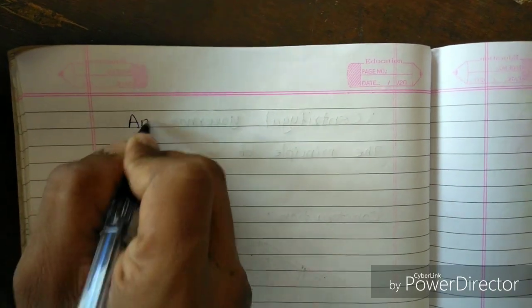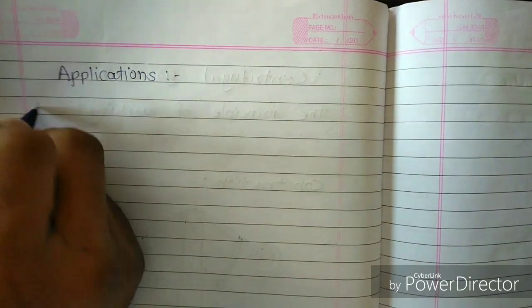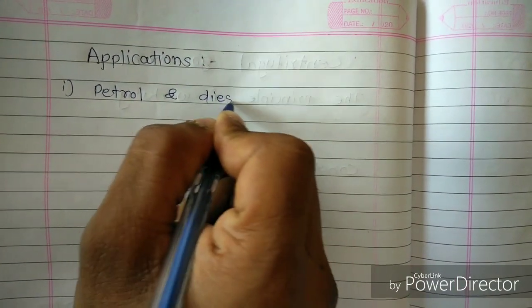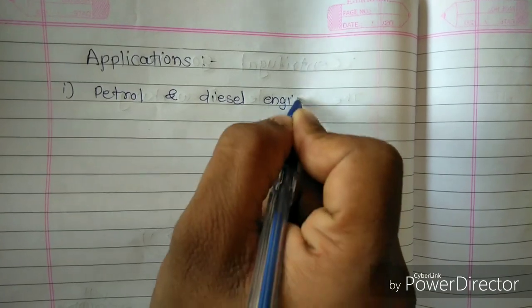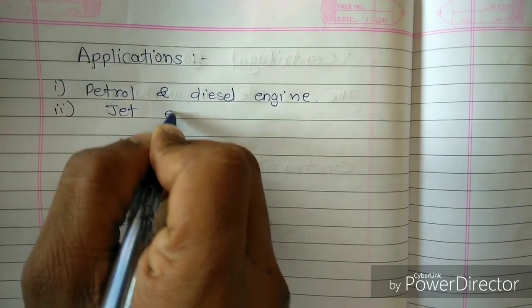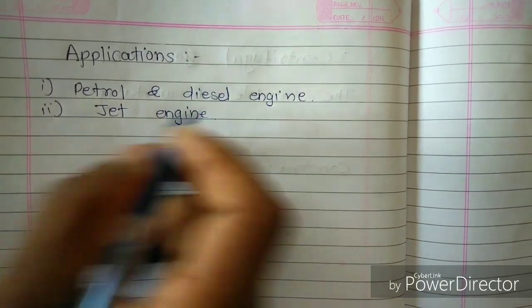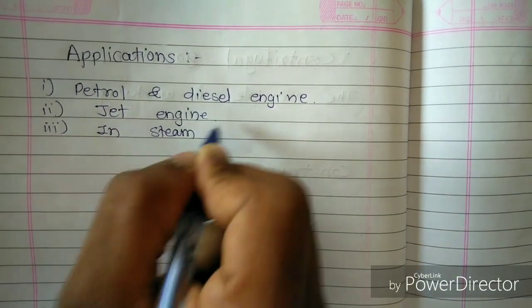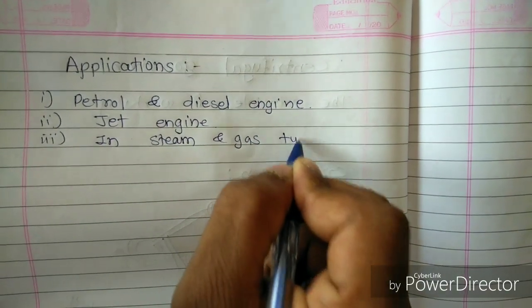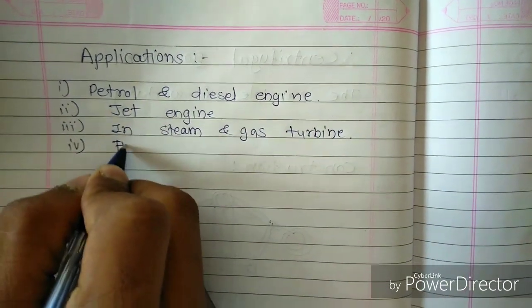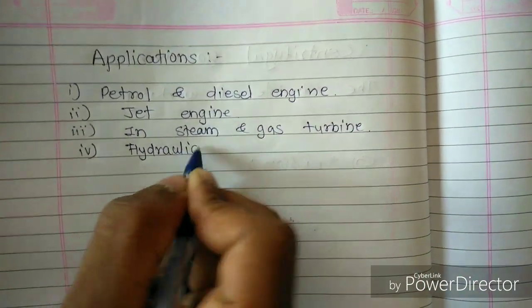Now the applications of the governor. The centrifugal governors are used in petrol and diesel engines. They are also used in jet engines, in steam and gas turbines, and they are also used in hydraulic turbines.